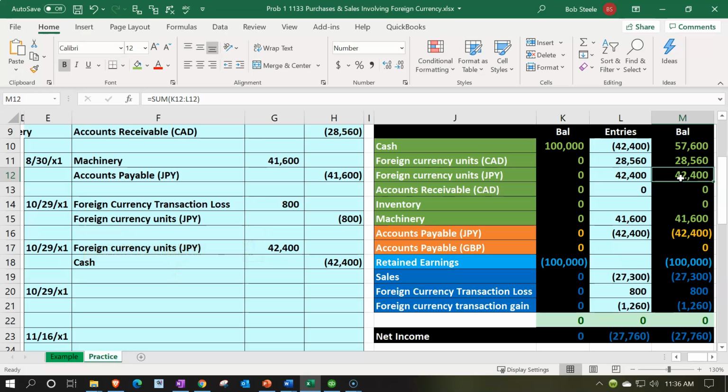So in terms of a journal entry, what we would do now is we're just going to take the foreign currency units that we have and pay off the accounts payable. So the transaction is going to be fairly straightforward at this point.